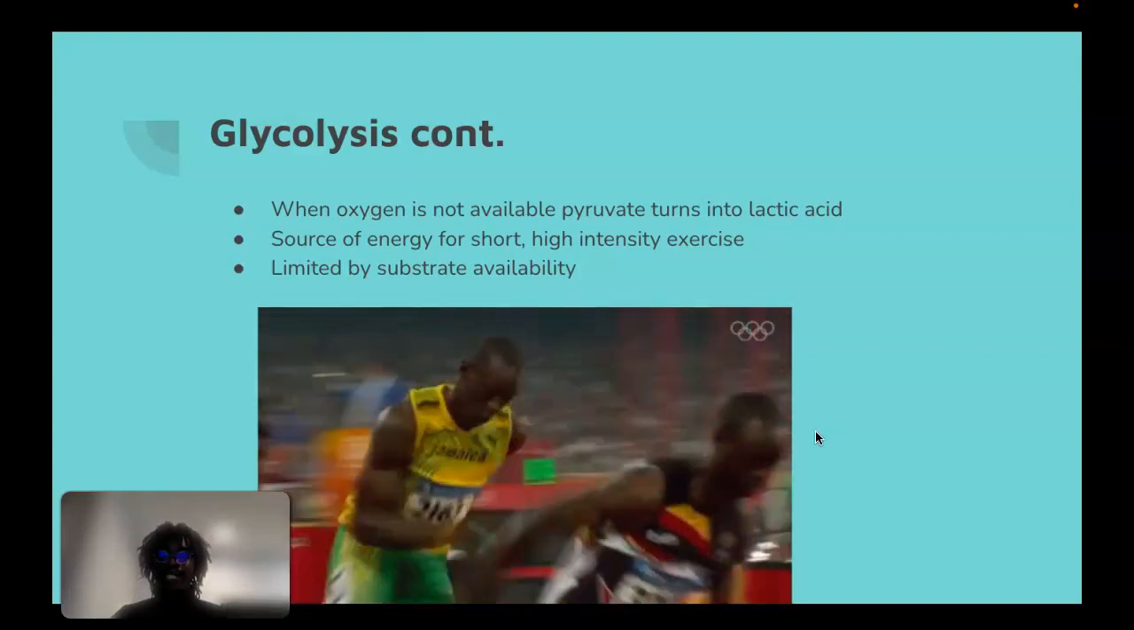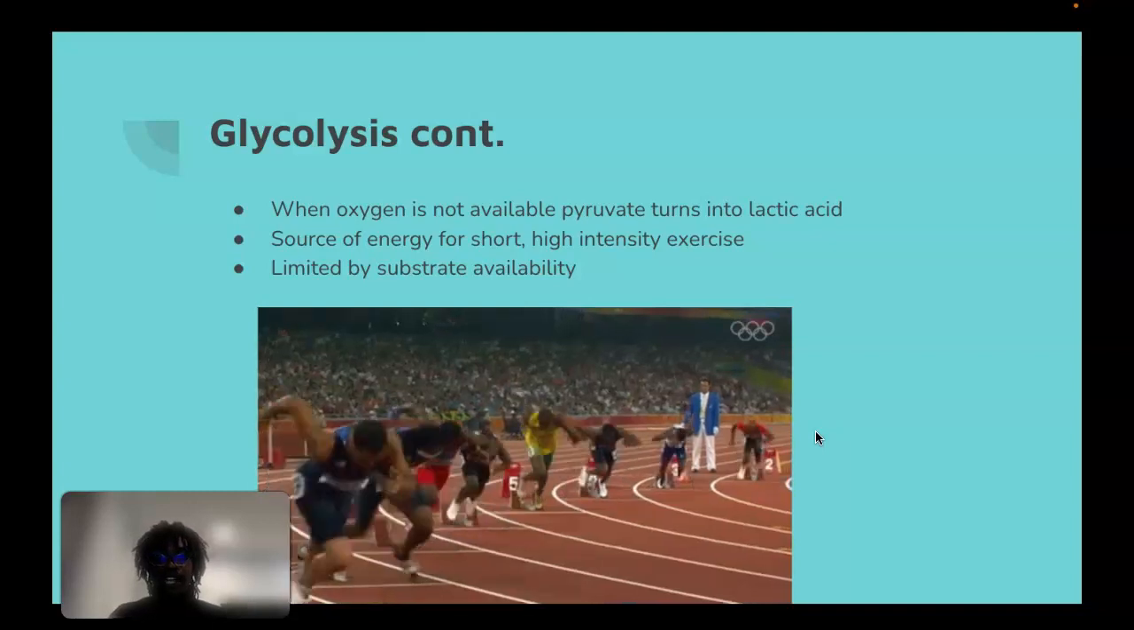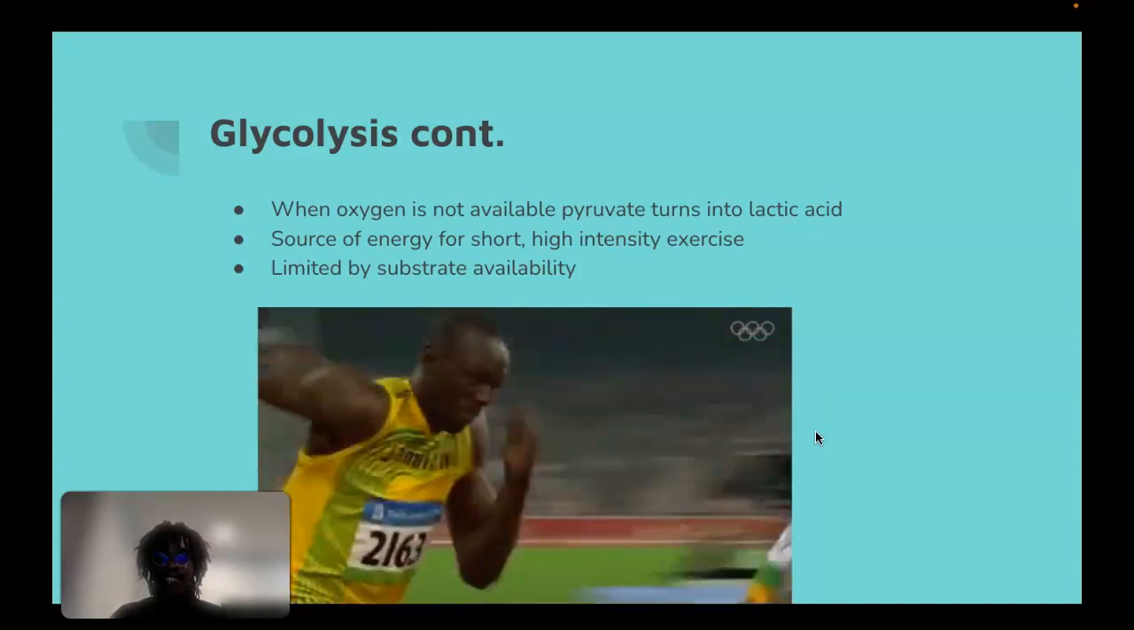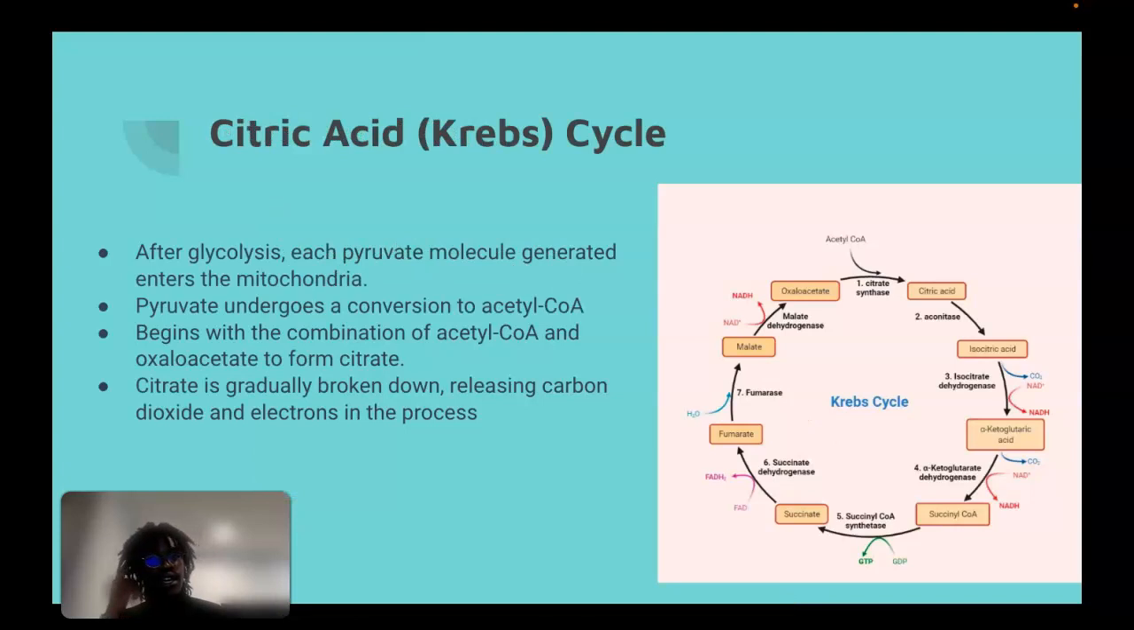Now let's transition to the next crucial step in cellular energy production, the citric acid cycle. The citric acid cycle, also known as the Krebs cycle, is right after glycolysis, where each pyruvate produced from glycolysis enters the mitochondria. Here it undergoes a conversion to acetyl-CoA, a pivotal molecule for the citric acid cycle.